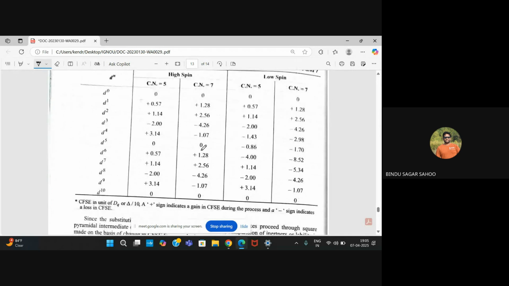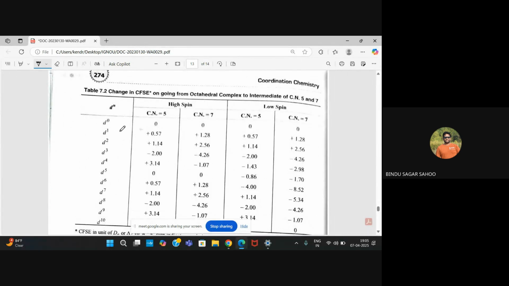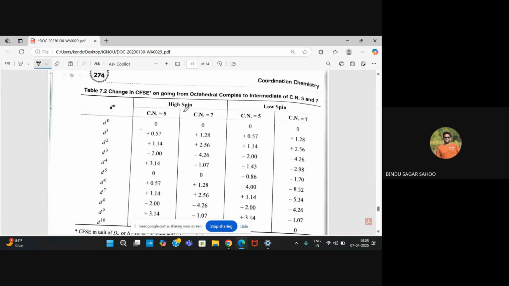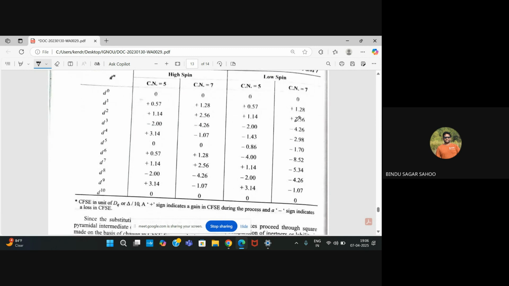You can check here a table of the complexes d0, d1, d2, d3, d4, d5. This is for coordination number 5. Coordination number 5 represents the SN1 mechanism, the SN1 intermediate. Coordination number 7 means the reaction will pass through an associative mechanism, SN2 mechanism. Here also coordination number 5 means it will pass through an SN1 mechanism, and coordination number 7 means an associative mechanism. But most octahedral substitution reactions will pass through a dissociative mechanism. We'll discuss these things further.